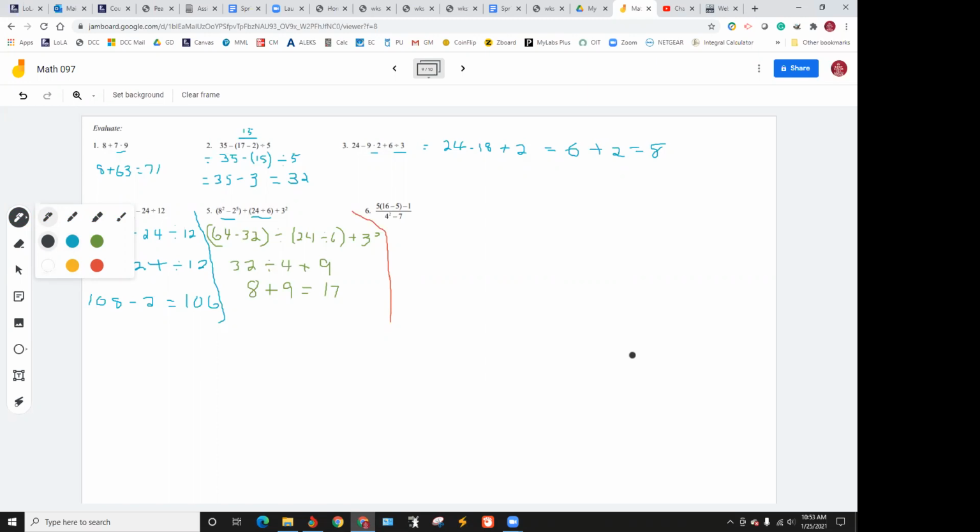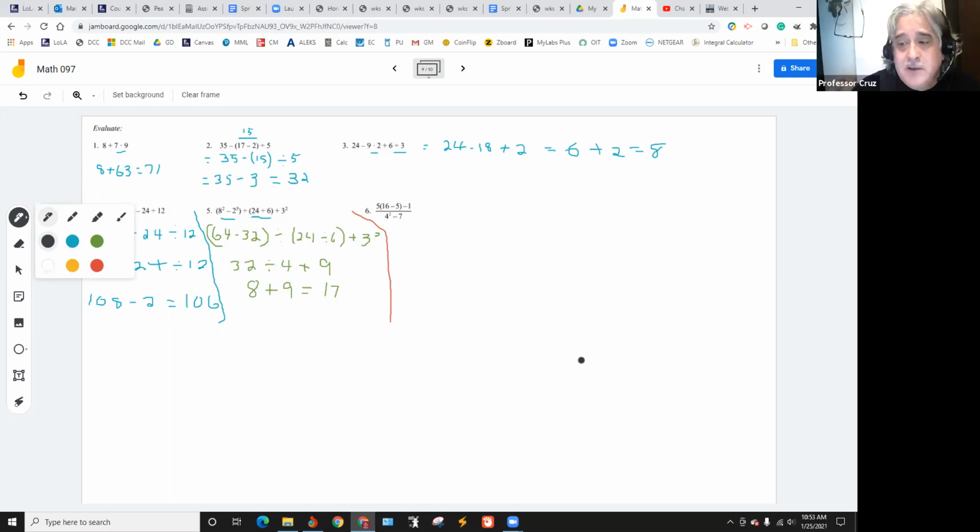Why don't y'all try to do this one? I'll give you a couple of minutes to work on it. See if you can get through it. And if you get an answer, tell me, but we're going to go through it. I just want to task y'all with doing something there.